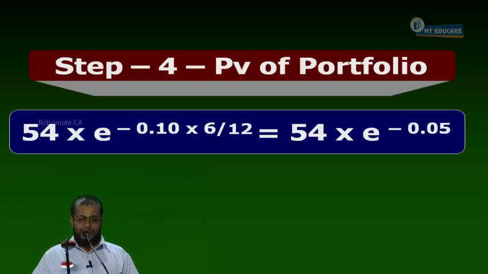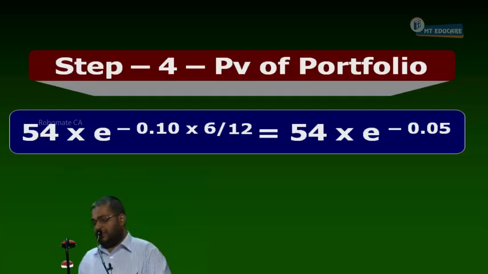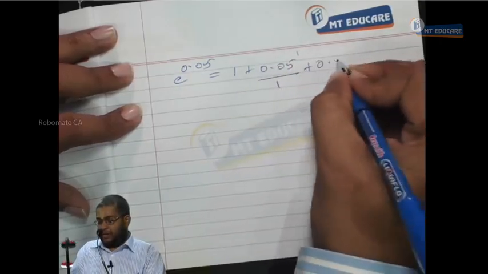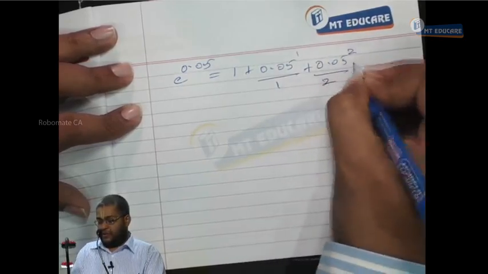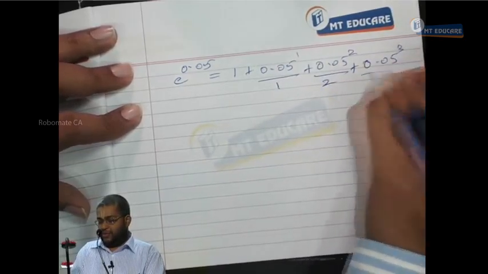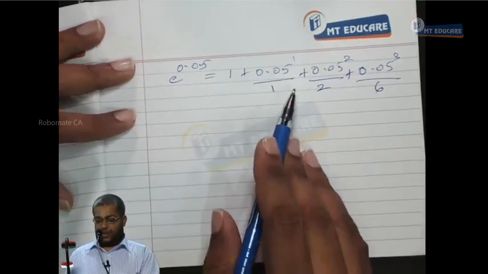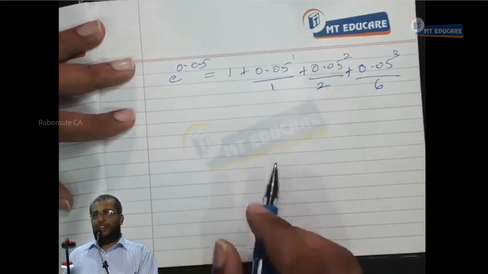Now, can we do the e power minus 0.05 calculation? Please, let us do it together here. Don't be ahead of me. E power 0.05 is equal to, write the calculation: 1 plus 0.05 by 1, plus 0.05 squared by 2, plus 0.05 cube by 6.